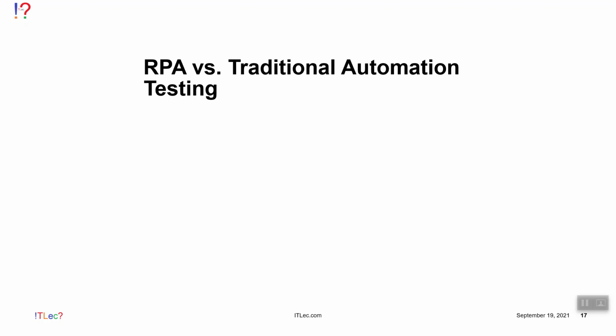Actually, we shouldn't say RPA versus traditional automation testing, but we should say RPA and modern automation testing because, for example, UiPath and multiple other tools offer testing tools and frameworks for automation testing.